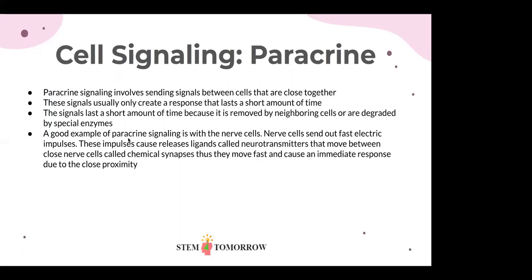And a good example of paracrine signaling is with nerve cells. Nerve cells send out fast electric impulses, and these impulses cause releases of ligands called neurotransmitters that move between close nerve cells, called chemical synapses. Thus, they move fast and cause an immediate response due to close proximity. So you can sort of think of it like a lightning bolt shooting out from one cell to another, and it just commits one really quick action as the response.